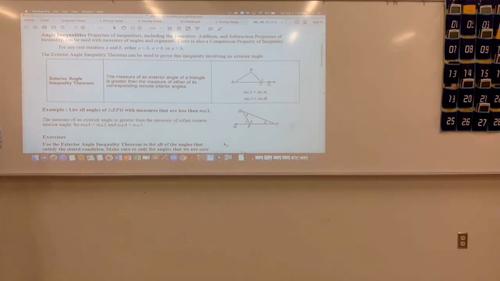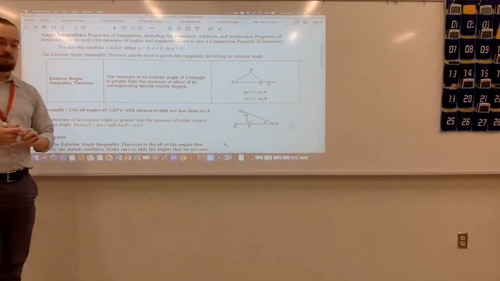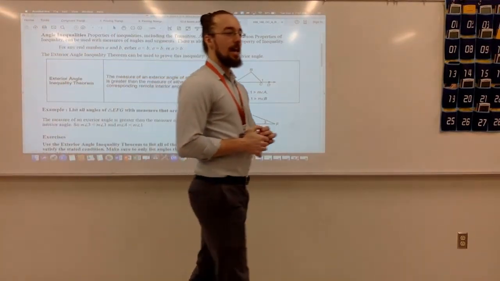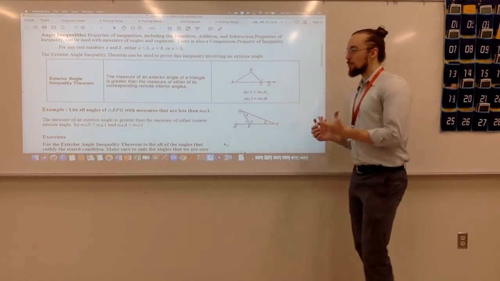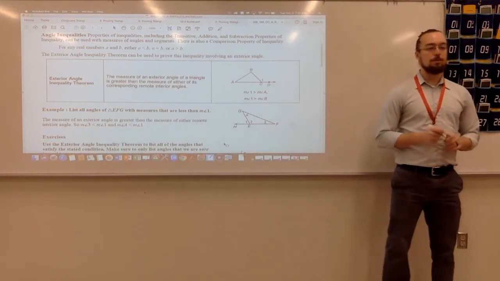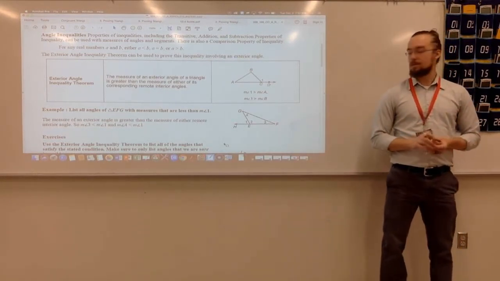But we're going to skip a little bit of chapter 5. 10 and 11 are area and volume, so we'll be skipping through those a little bit since you guys know area and volume stuff.